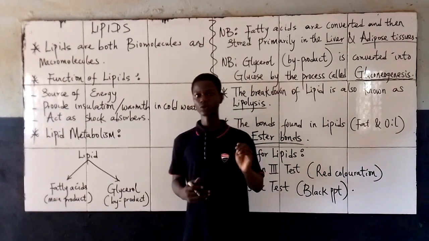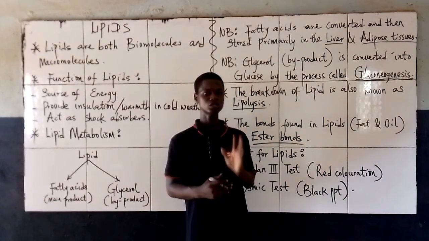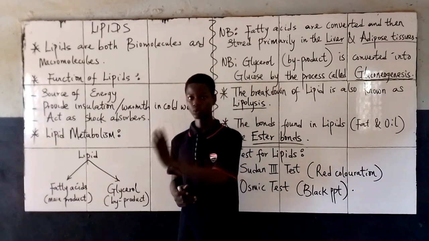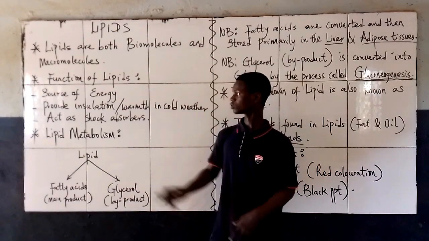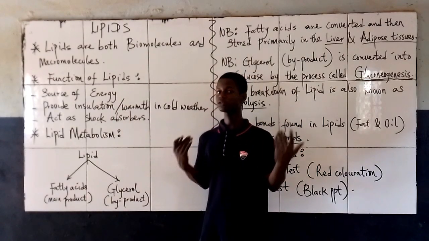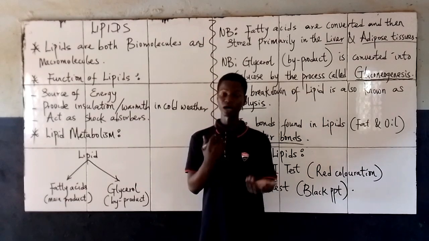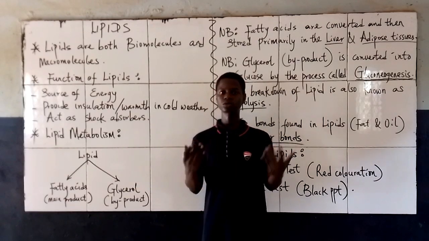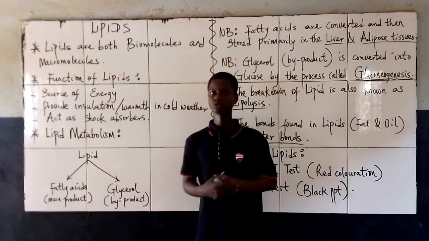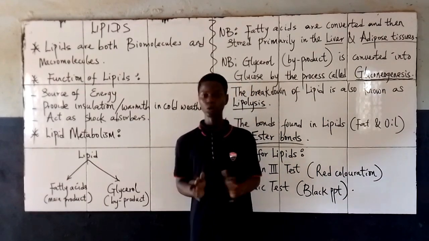Now after the lipid storage has been exhausted, protein storage can then be used as what? Source of energy. So that is the hierarchy. Carbohydrate to fat and oil, then to what? Protein. That's the first function. Next function is that they provide insulation or warmth in cold weather. Fat storage is present in the skin of the body. So in a cold environment, they are broken down to generate heat, and that heat helps to keep us warm in cold weather.